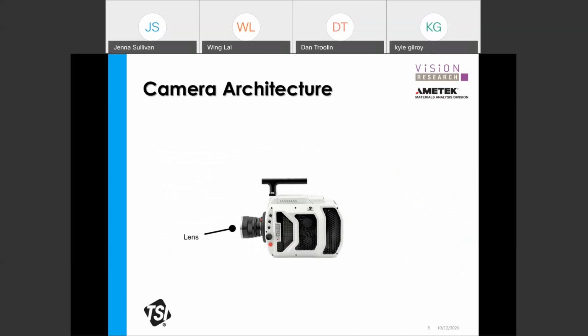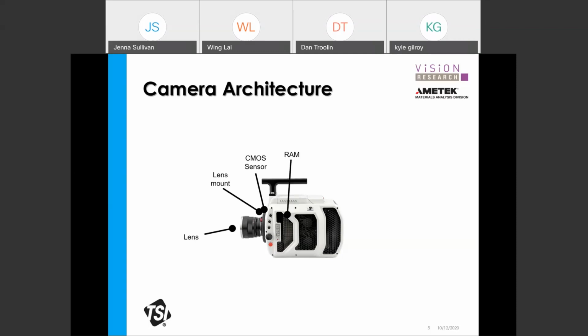So I just wanted to take a step back and talk about the basic camera architecture of most high-speed cameras. Okay, so typically it's like a standard camera here. You have your lens, and this comes in a variety of different models and types. It connects to a lens mount, and right behind that lens mount is arguably the most important part of the camera. It's the CMOS sensor that is responsible for converting the light into digital data.